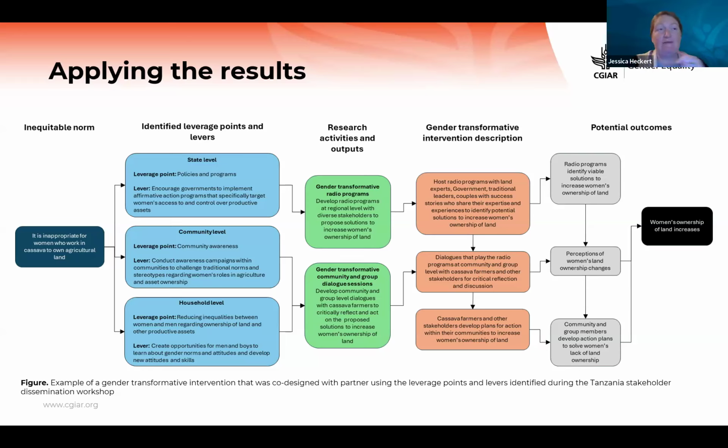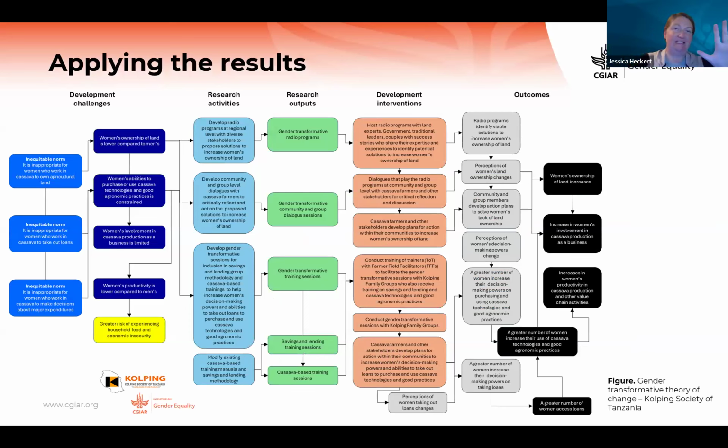And we can then see as we progress through these that they can have effects at different levels of the ecological system and lead to shifts in potential outcomes. First stage outcomes would include that there are ideas about solutions for increasing women's ownership of land. At the community level, perceptions of women's land ownership change, and the community and group members develop action plans to solve women's lack of land ownership, all of these leading to women's ownership of land increasing.